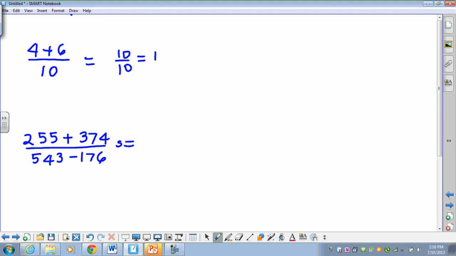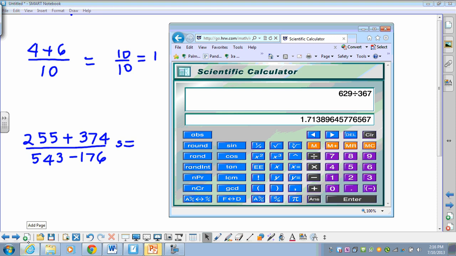So let's first of all pull up our online calculator. We have 4 plus 6 over 10, and a common mistake I see is to enter it as 4 plus 6 over 10. And if we press enter, we get a wrong answer. We get 4.6, but we know the answer should have been 1, right?